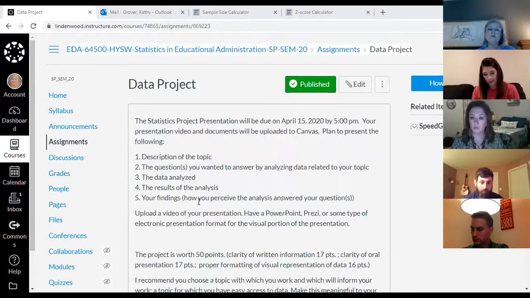And then after you've shown us that, you will talk to us about these are the findings. How do you perceive the analysis you've done answered the question or questions that you had up above on number 2? So the data that you've collected, what did you find out? Did you get an answer to your question? And I want you to know that sometimes your data doesn't answer your question. So what did you find out?